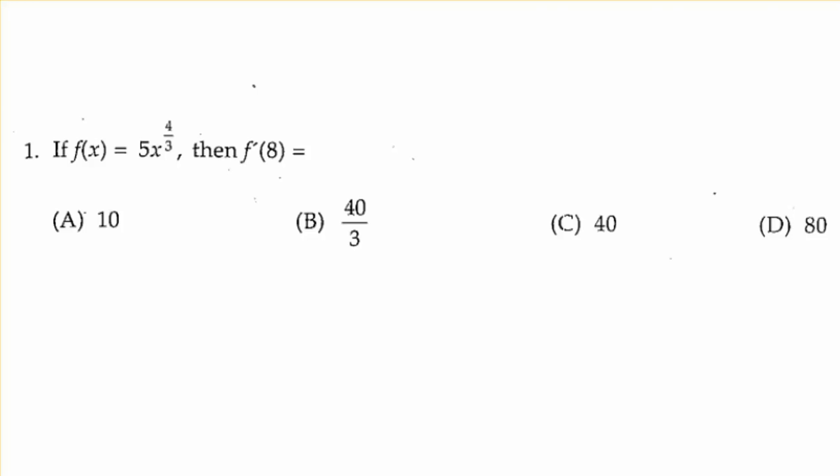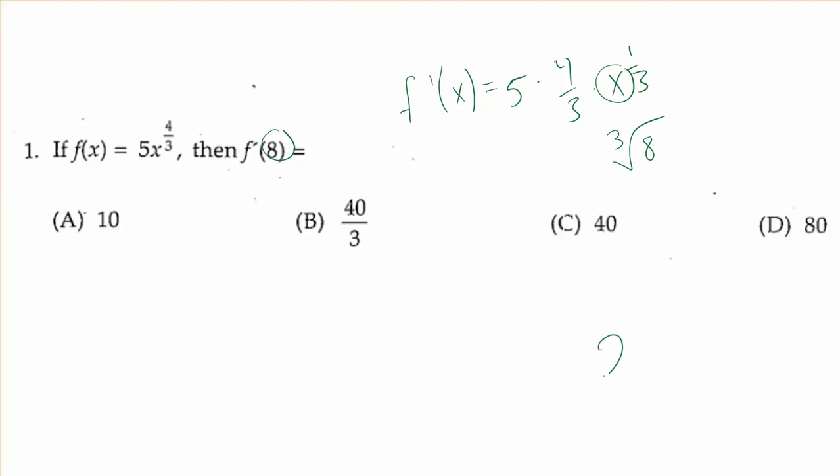So the derivative using the power rule, f prime of x is 5 times 4/3 times x to the 1/3. Then really we can just put the 8 in. When I put the 8 in, the cube root of 8 is 2, times 4/3 times 5 should give me 8 times 5, which gets me 40/3.